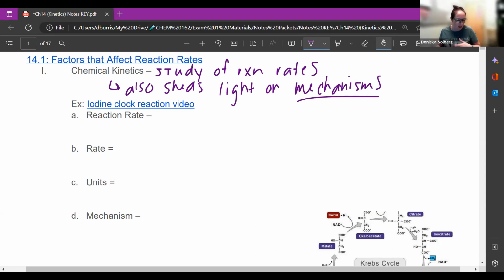All right, so it can tell you what's going on. I have an example here. It's called the iodine clock reaction video that demonstrates kinetics. So I'm going to show that to you really quick.